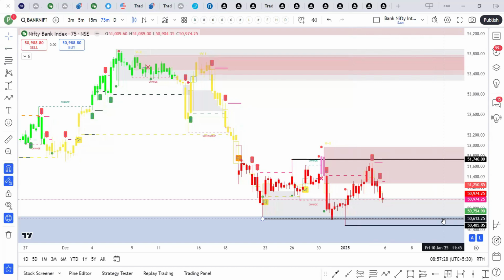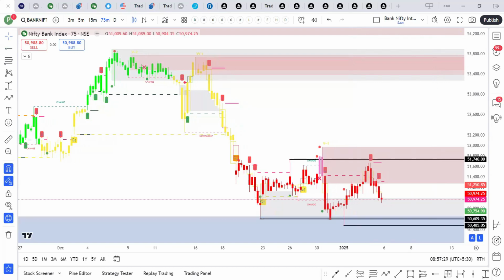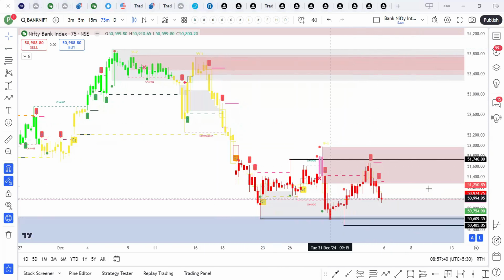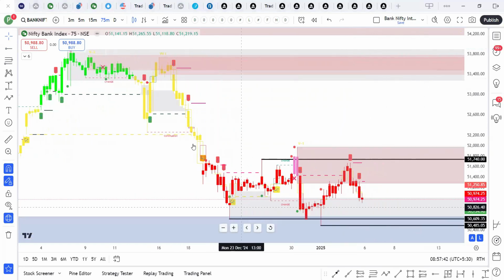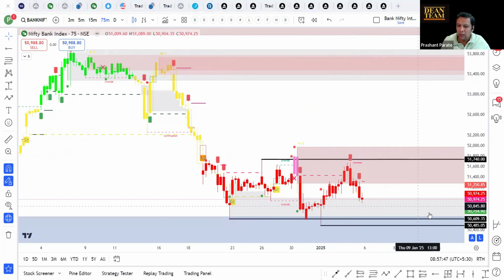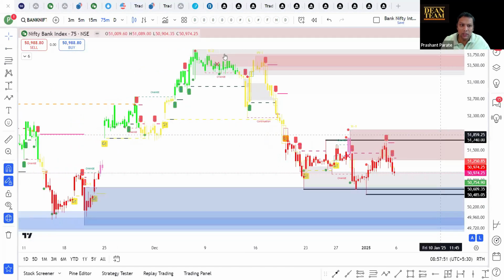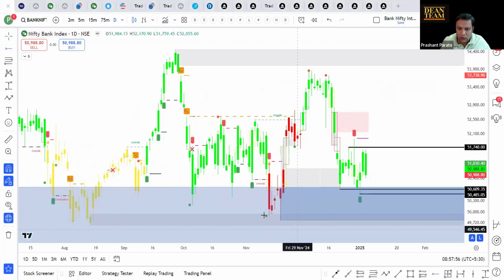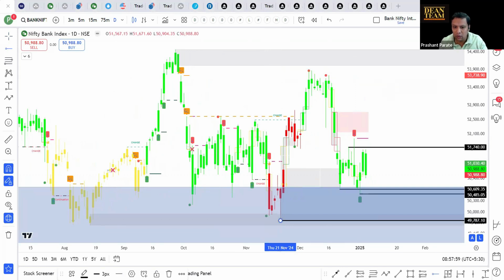If we expect that prices can go into a schematic on the 75-minute chart based on this, what will we do? We'll wait for spring formation, and after that we can look for a long entry again, as long as the daily chart's low is not broken. This is the low of the daily buying area, 49,787.